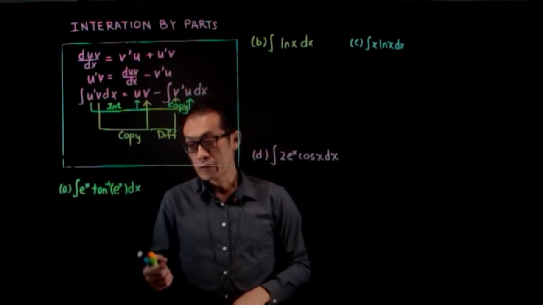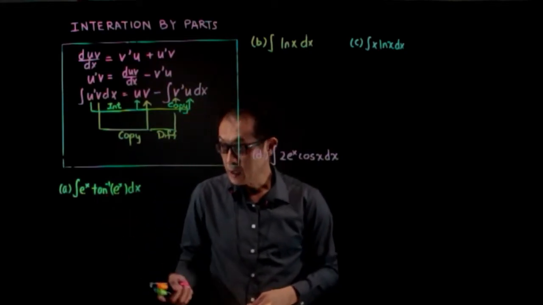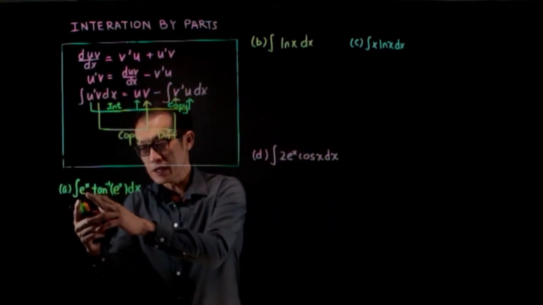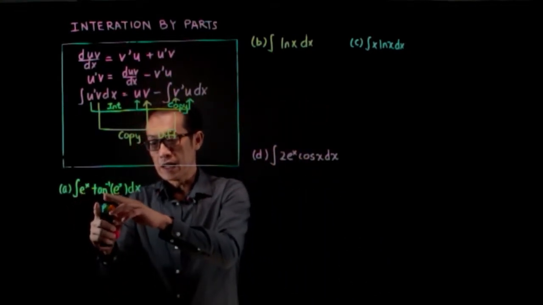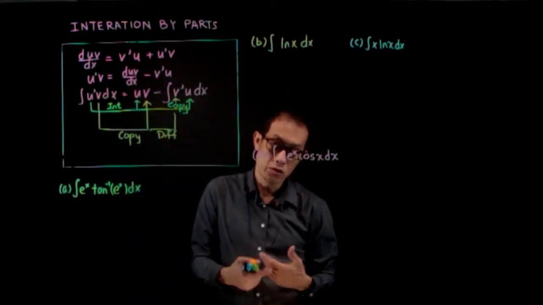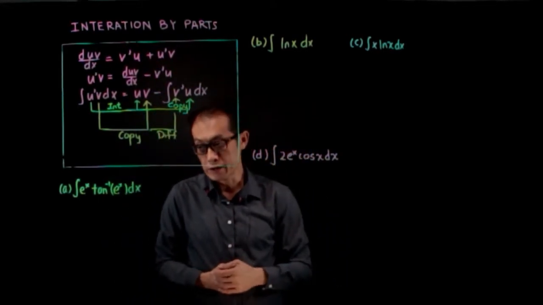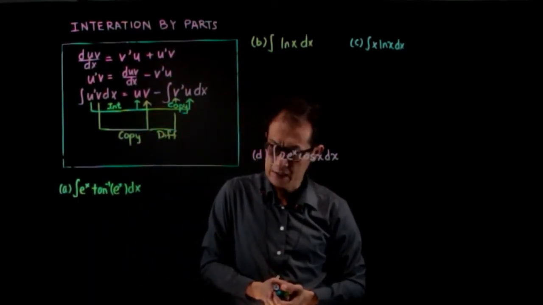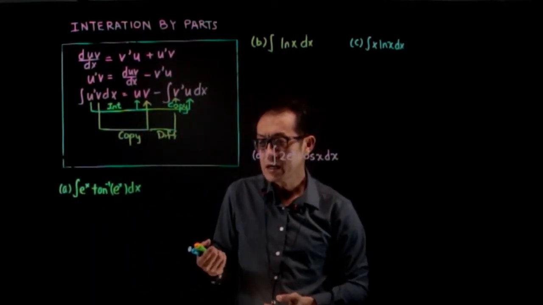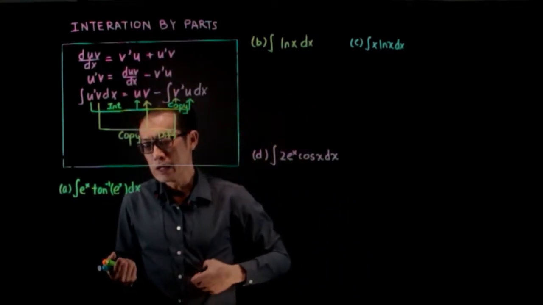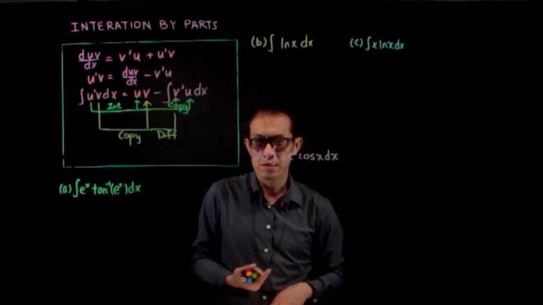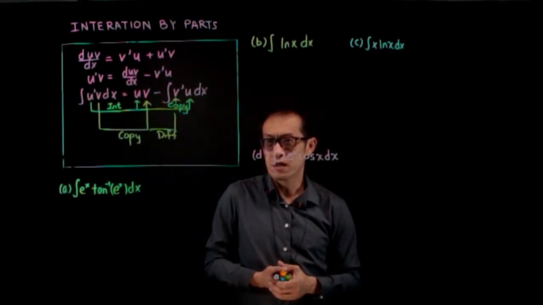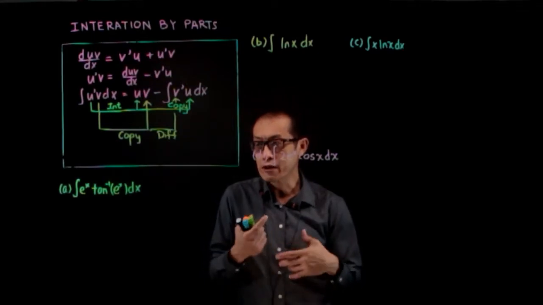Let us start with A. Now you are asked to integrate this. There are two functions here, e to the power of x and tangent inverse x. Which one do you choose to differentiate and which one do you choose to integrate? Now do we really know how to integrate tangent inverse x? Don't talk about e to the power of x. Is it easy to integrate? Not all functions are integratable.